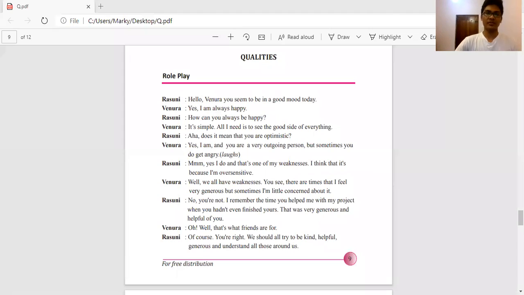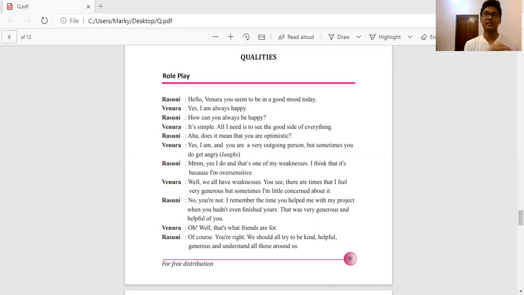So here is the lesson, qualities. To define qualities, qualities is defined as the characteristics and features of a person. Okay, it's defined as the features or characteristics of a person. So that is what qualities is. Basically, if you look at someone and by the way they act, you can identify what their qualities are, whether they are positive or negative.